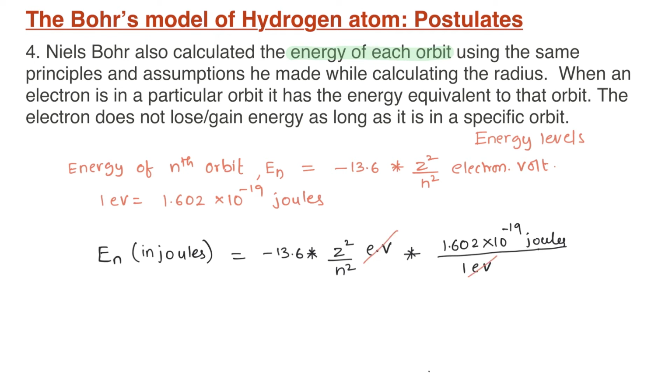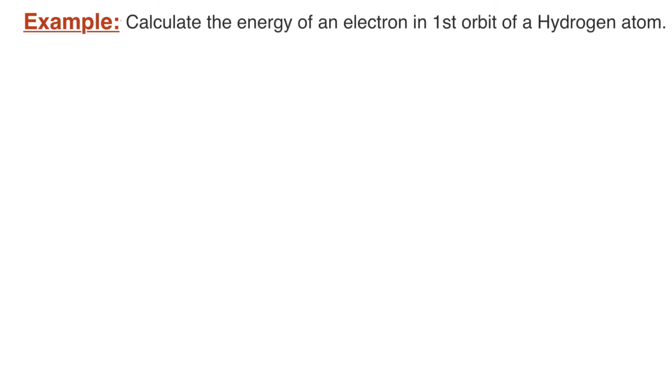If we plug in these values into a calculator, we get En is equal to negative 2.178 times 10 to the negative 18 Z square over N square joules. Let us do a few examples to get a hang of this formula.